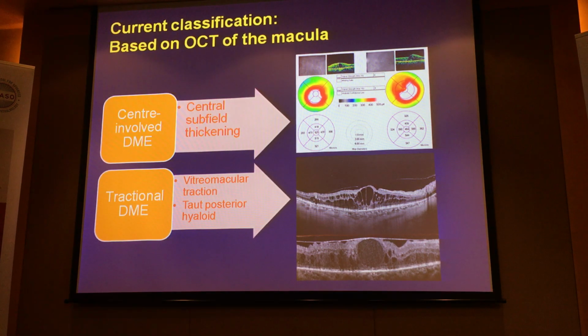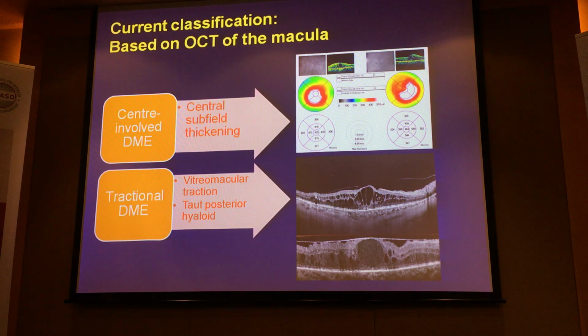And with the OCT, the terminology is center involved or not center involved. Actually very easy. Right? Center involved just means central subfield thickening out of the 3 rings, the innermost ring, which is the central, how many mm? 1 mm. First ring, 1 mm, second ring, 3 mm, third ring, 6 mm.